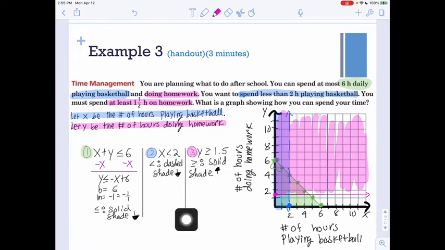One thing I want to note about this graph is that we're only looking in the first quadrant, so we're only considering positive values because we're talking about hours. So we don't want to consider negative hours because that would not make sense.